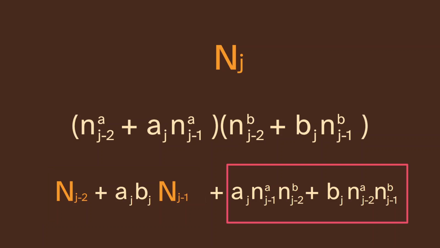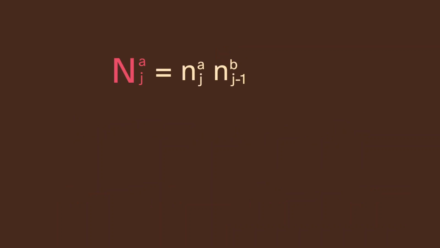So how do we deal with that? The terms here are also NA times NB, but the indexes don't match. On the left, the A has an index 1 higher, so we'll call this big NA, and on the right, big NB. And we can also find a recurrence relation for these. Let's look at big NA.